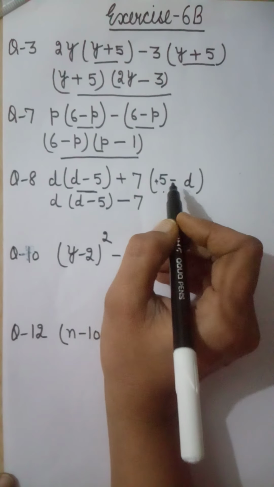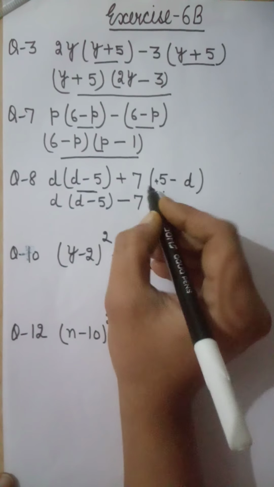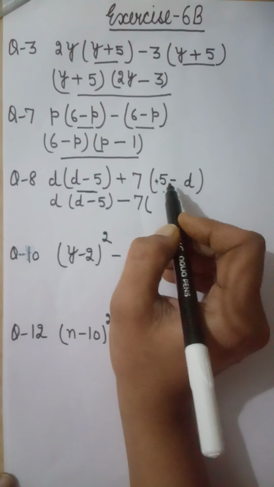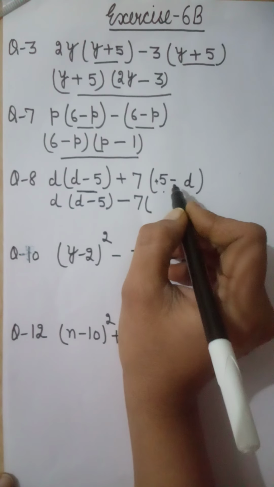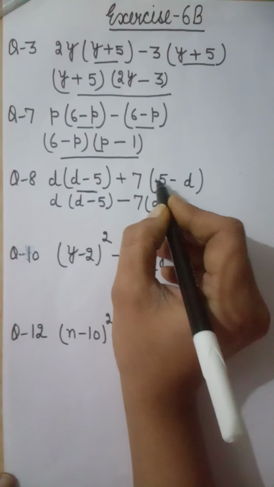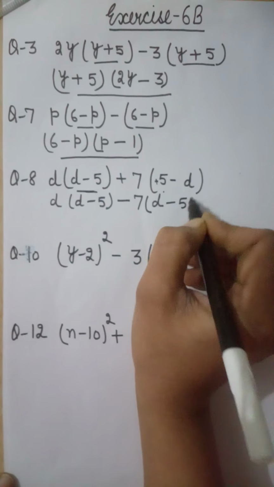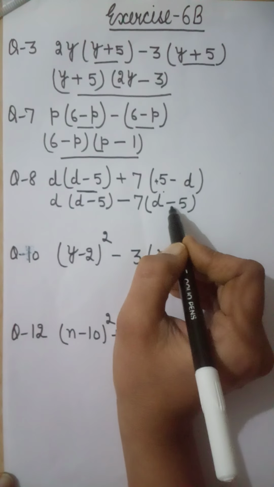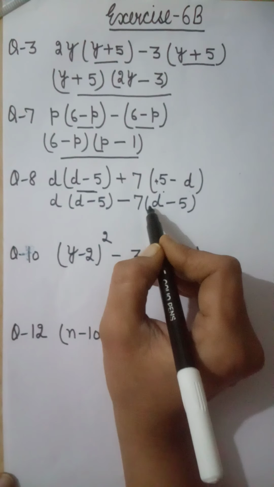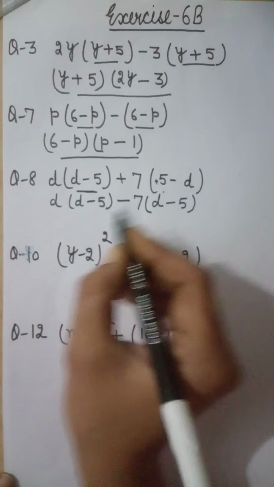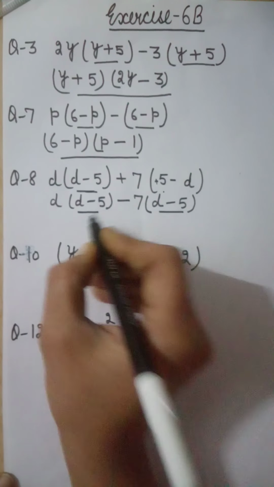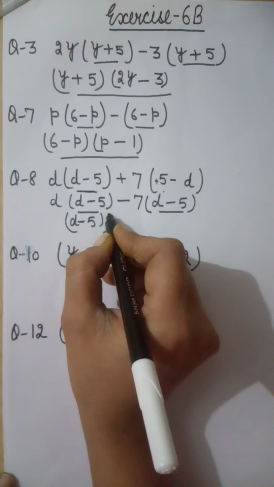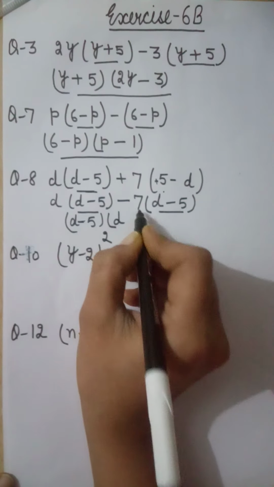So plus, if we take minus common, plus minus minus. Then if you take minus common from this bracket, then these two signs will be changed. This minus will be plus and this plus will be minus. Now if you open the bracket, you will get minus into minus plus 5. Clear? Now minus plus minus d. Clear? Now (d − 5) is common in both the brackets. We are left with this (d − 7).